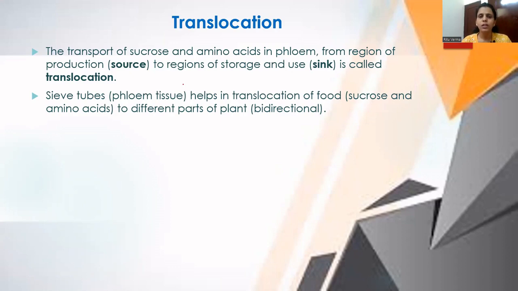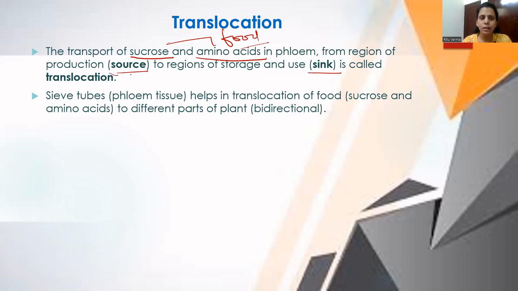Now translocation is actually a process in which sucrose and amino acids are translocated by phloem tissues present in the plant from source to sink, okay? So while writing the definition of translocation, you must mention sucrose and amino acids. Plus remember that sucrose and amino acids, or these food substances, are translocated from source to sink. That is from the region of production to the region of storage or the area of the plant where these food substances are used, okay?